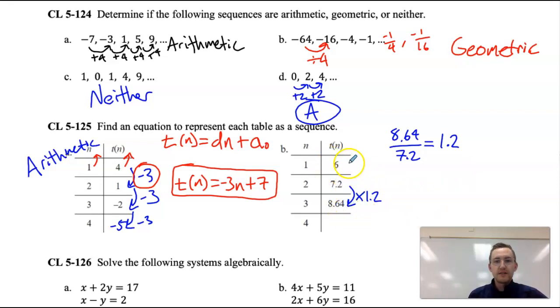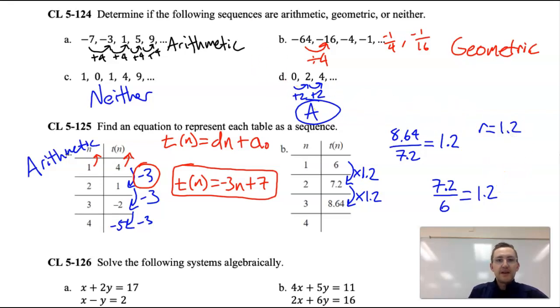Let's check it for 6 to 7.2 to see what we get here. If we have the same rate, then we know we have a geometric sequence. So if we do 7.2 divided by 6, we do in fact get 1.2. So that tells me that our rate is 1.2.